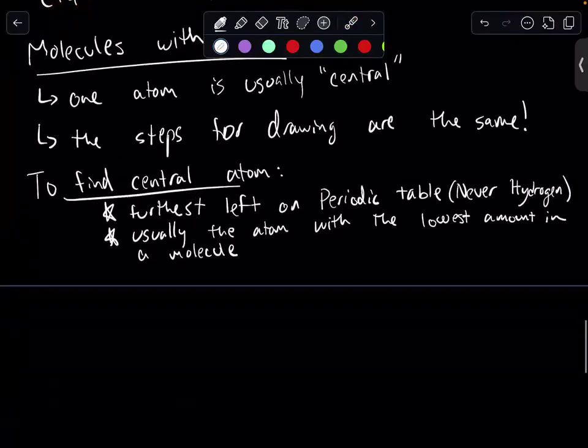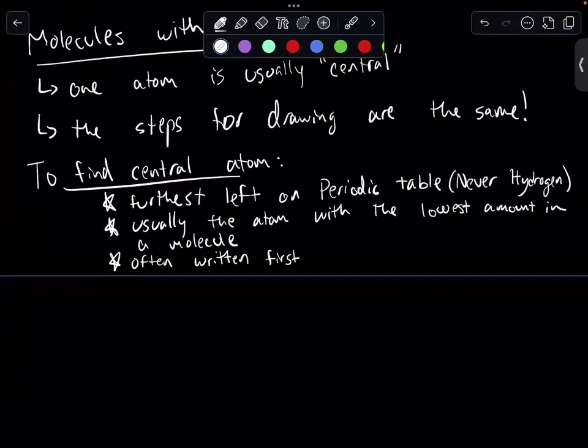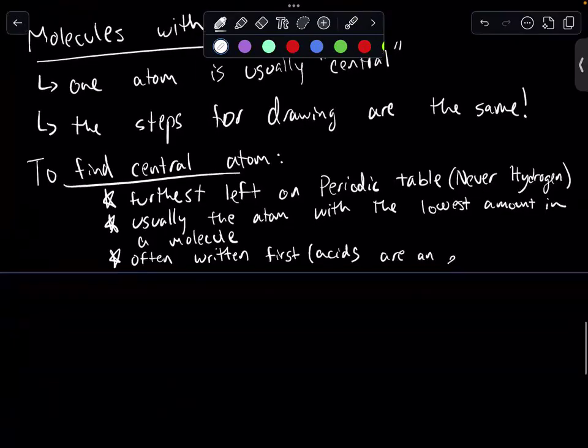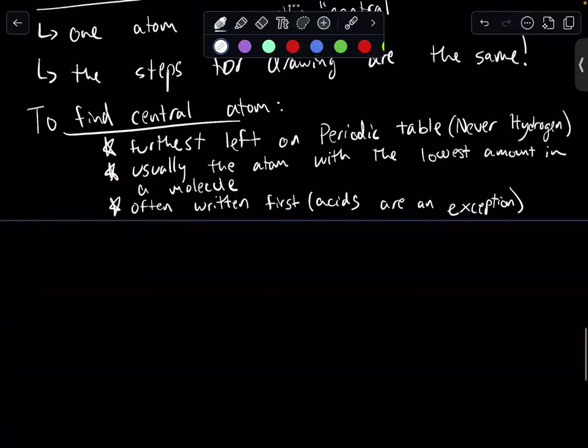The last guideline is that it's often written first. Usually when you write a molecular formula, it's usually the first thing written. The exceptions to this are acids. Acids are an exception. There's others, but for now, you can know that acids are usually an exception, and we'll go over acids in a much later section. But really, we're just going to try and get as many of these as we can when we're doing a molecule. So let's do an example like we did before.